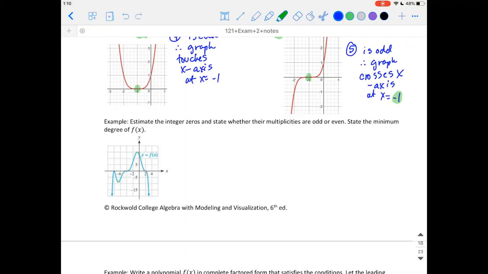But let's see. So let me undo this here. So let's do it step by step here. So let's estimate the integer zeros. Okay, so right here for this one, let's just do this as part A. So for part A, let's start. So this one right here, my x-axis is going by 2. So this is going to be -8, 0. And if you notice, it touches the x-axis. It does not cross.